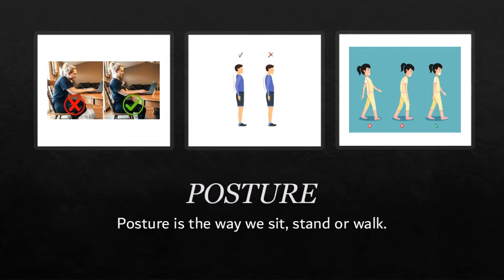Now in the first picture, you can see how you have to sit and how you should not sit. The second picture is for standing, how you have to stand and how you should not stand. Third picture, you should not lean front, you should not lean backward when you're walking. You should walk straight. Posture means you have to keep your body in a good position.